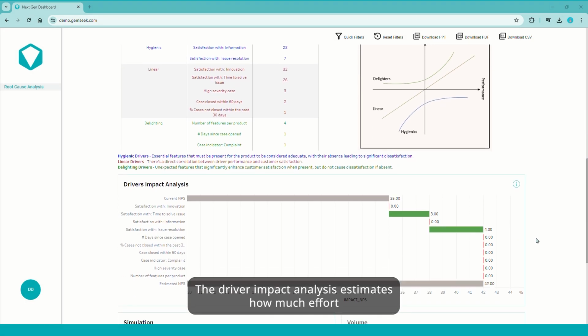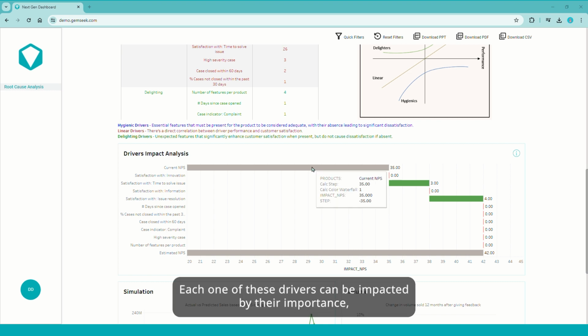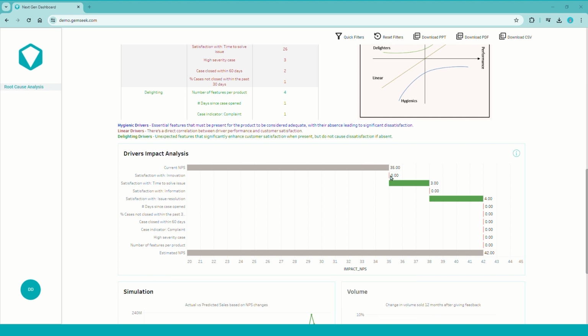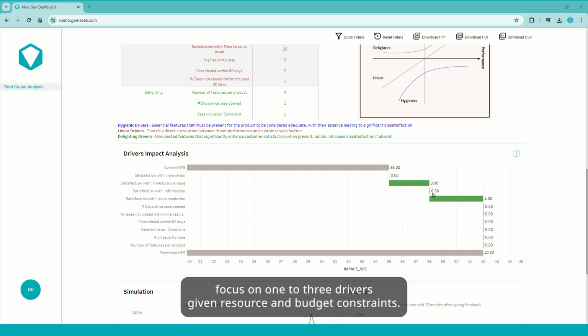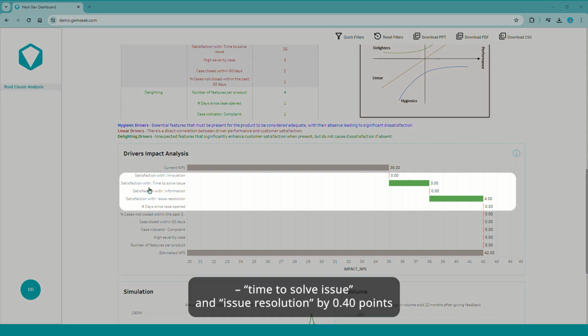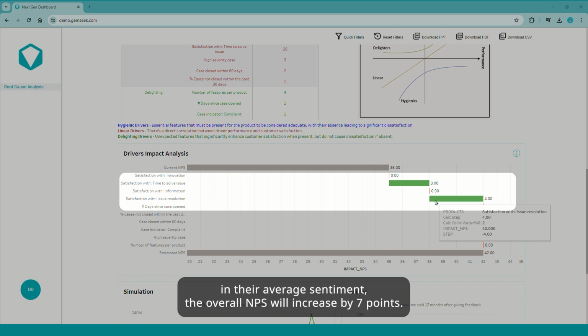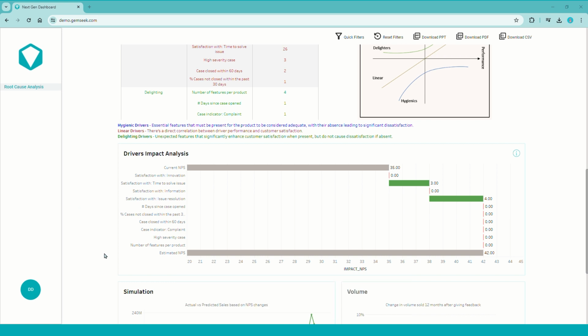The driver impact analysis estimates how much effort is needed to reach your NPS or CSAT target score. Each one of these drivers can be impacted by their importance, share of mentions, or average sentiment. Typically, organizations focus on 1 to 3 drivers given resource and budget constraints. In this case, if we only improve 2 of the key drivers, time to solve issue and issue resolution, by 0.40 points in their average sentiment, the overall NPS will increase by 7 points.